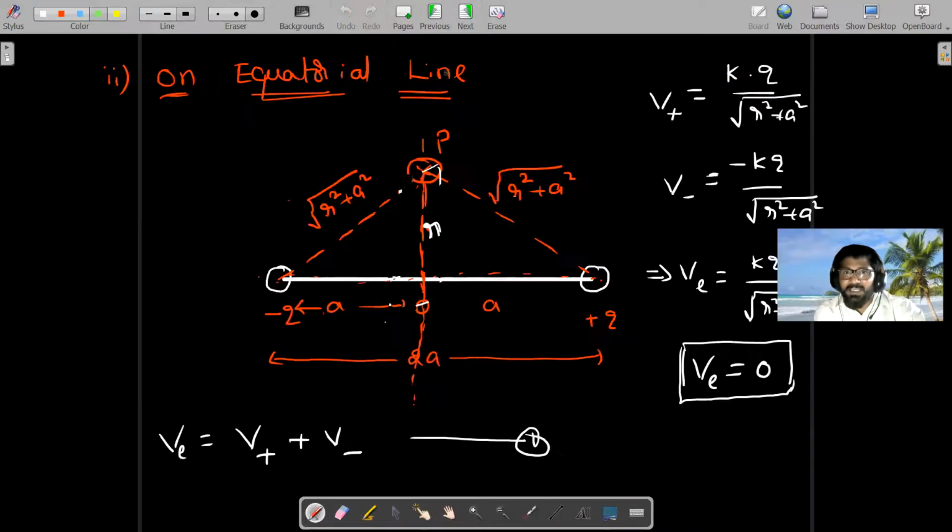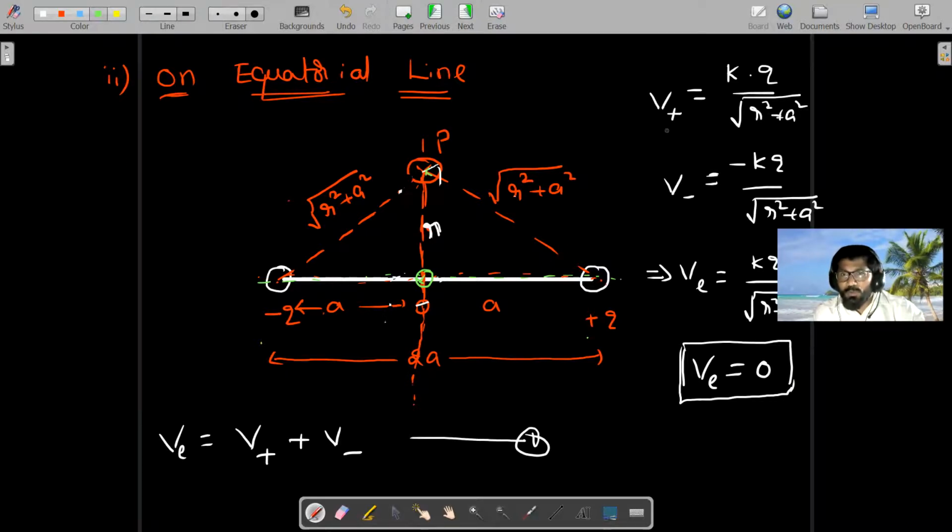Next, let us see how to find the potential due to a dipole at any point on the equatorial line. What is the equatorial line? It is a line passing through the midpoint of the dipole and perpendicular to the dipole axis. The line passing through the centers of the charges is called the dipole axis, right? So the line passing through the midpoint and perpendicular to this line is called the equatorial line. On this line, let us mark the distance of this point as r. To find the potential here, you have to find the potential due to the individual charges of the dipole, that is, due to the positive charge and due to the negative charge, and add them algebraically.